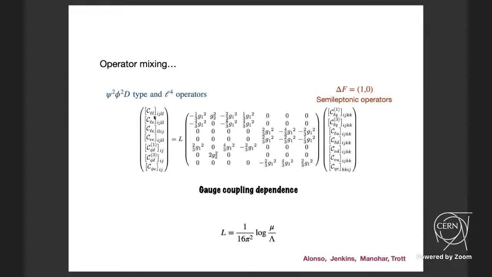And this time, as you can see, these operators are flavor violating. So for leptonic operators which violate the flavor, and these Higgs operators which also violate the flavor, again, this happens through the gauge coupling dependence.